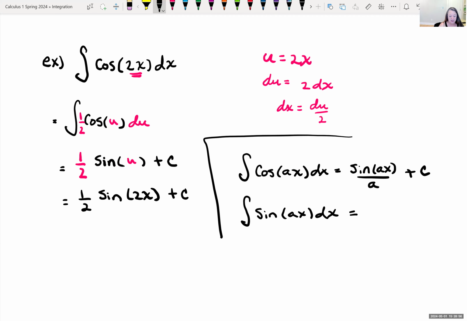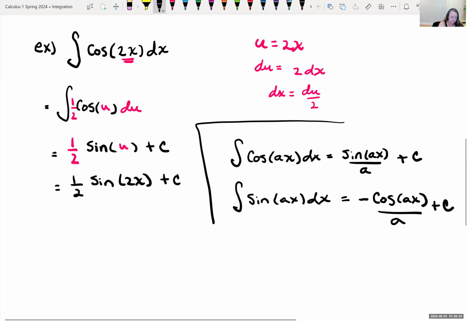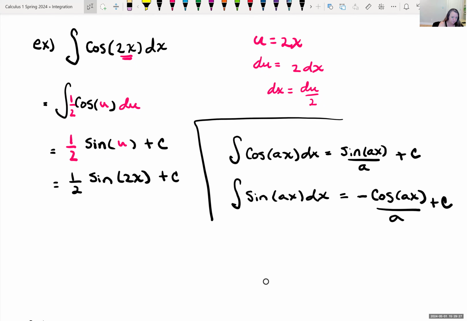Or if we had the antiderivative of sine of ax dx, well, what gives me sine when I take the derivative? When I take the derivative of cosine, that's negative sine. So the derivative of negative cosine would give me positive sine. So this would be negative cosine of ax all over a plus c. So knowing that, we can use the following.